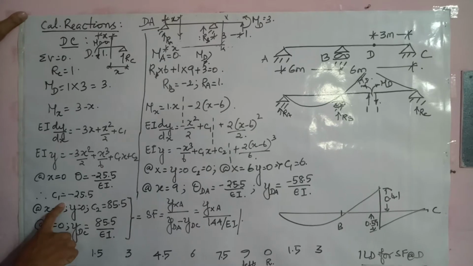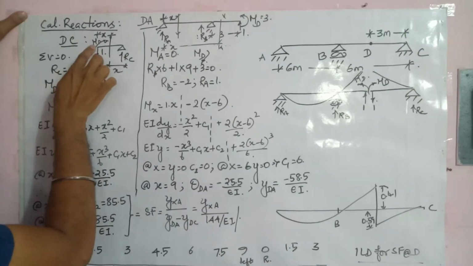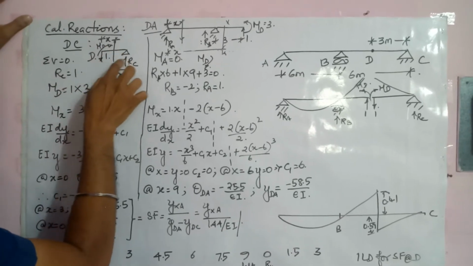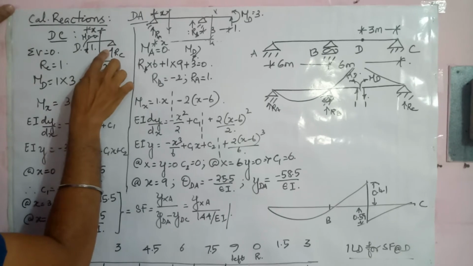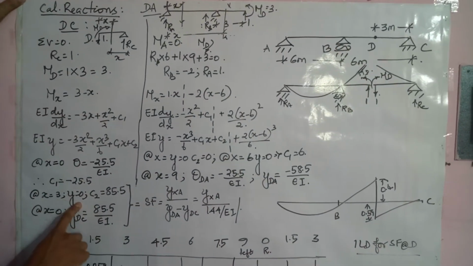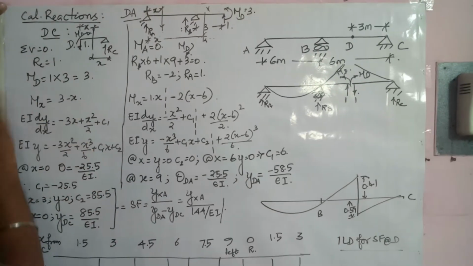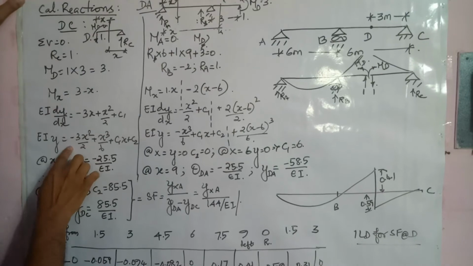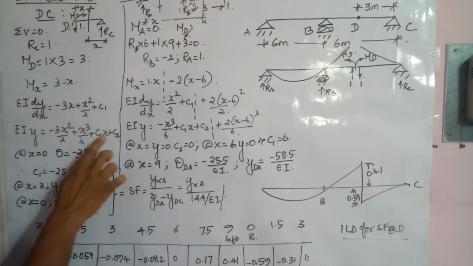On substituting it, I am getting the value of C1, and at X equal to 3, Y is equal to 0. See, this is X, and X equal to 3 is a support. A support does not deflect, therefore Y will be equal to 0. So at X equal to 0, Y is equal to 0, and X equal to 3, Y is equal to 0. We have determined C2 as 85.5, and correspondingly I have substituted in the slope equation and deflection equation. For these substitutions you may even refer to my previous videos, which will be helpful for you.